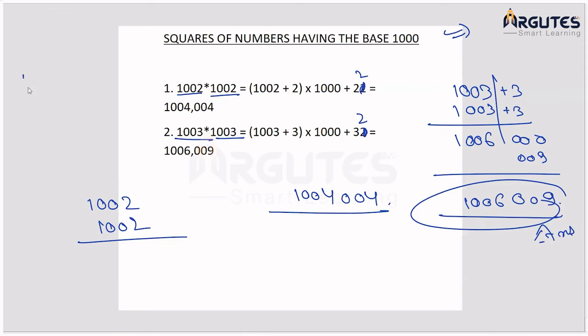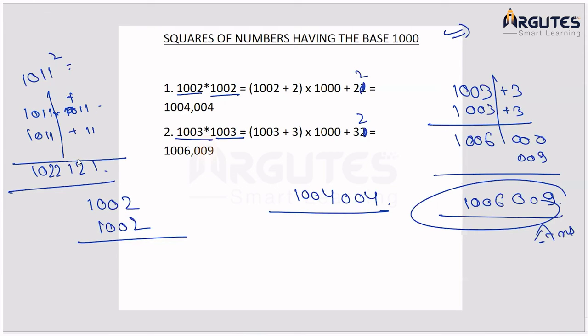If you have to find 1011 square, how will you find it? 1011 square means what? It will be 1011 into 1011. How much more is it? It's 11 more. It's also 11 more. So 1011 plus 11 will be 1022. And 11 square we know is 121. So the result will be 1022121. This is our answer.